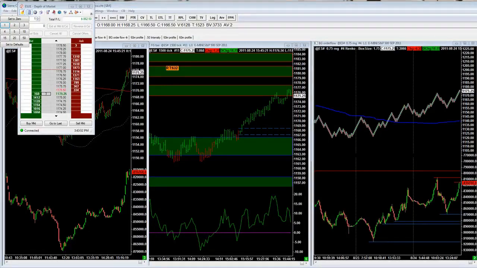Let's talk about the basics. Very important to understand what's occurring in the market. And I'm just going to get rid of this. We're not trading anymore. The day is done.